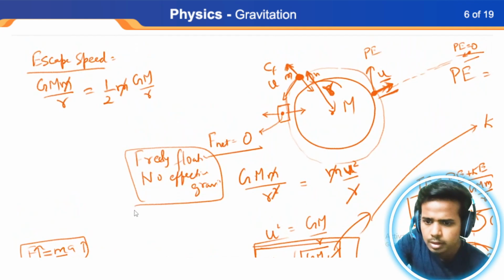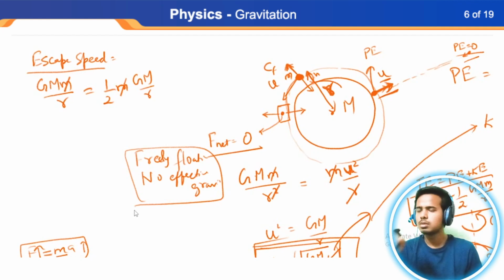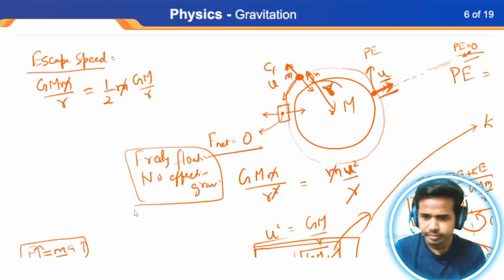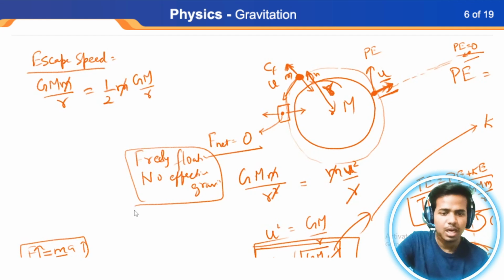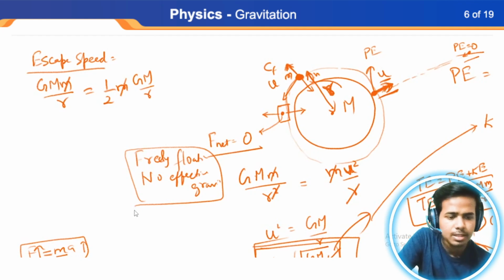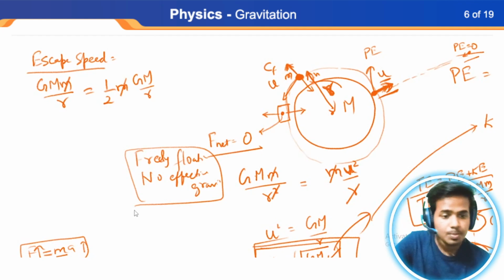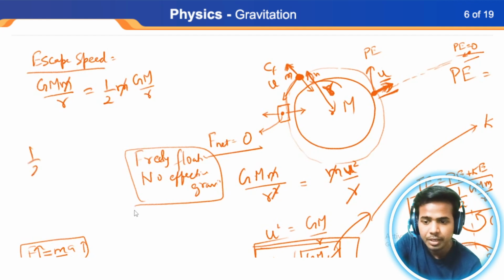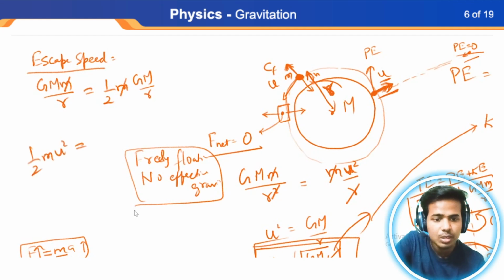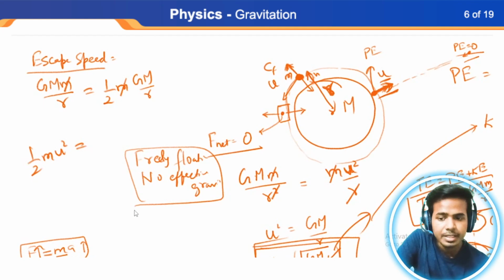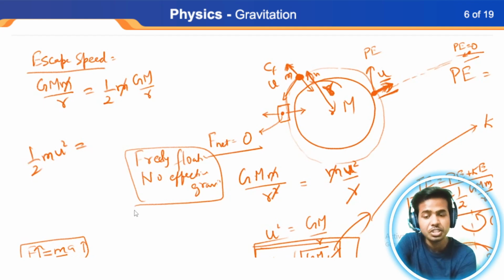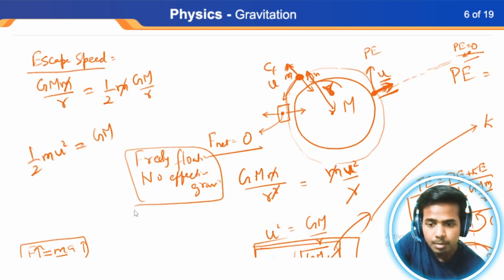Just a second. What is the escape speed? How do you find it? Escape speed is nothing but the velocity with which it should be projected such that it leaves the potential field, or the gravitational field, of the earth. So the loss in kinetic energy, half m u square, should be equal to the loss in potential energy, that is nothing but G M m by r.